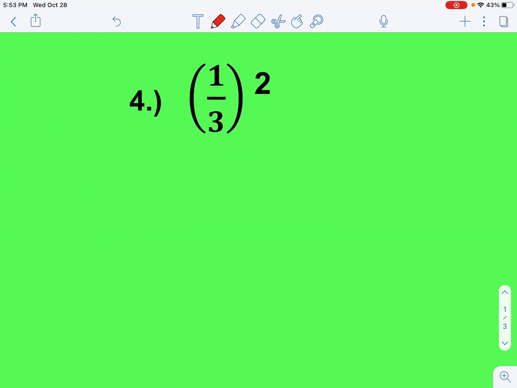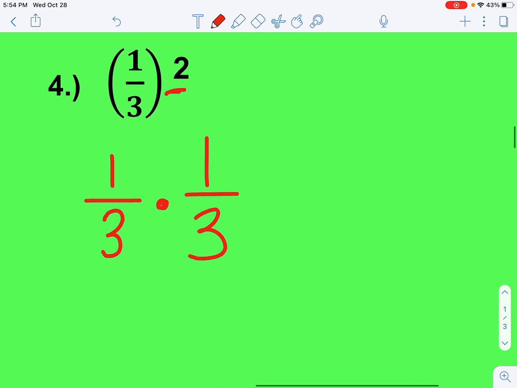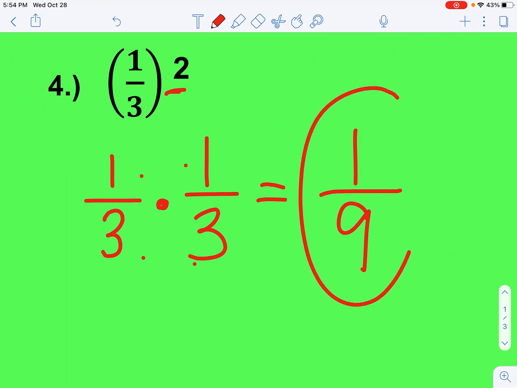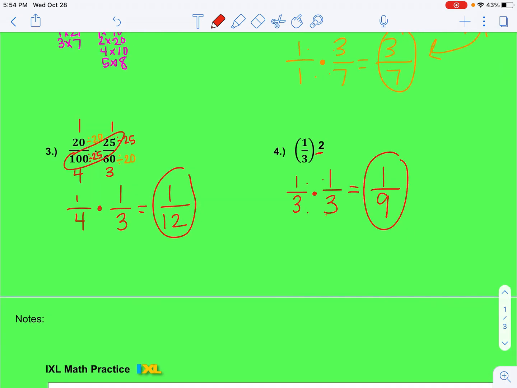Alright, we have one last problem. 1/3 squared. So what that is really saying, if you remember our exponents, is that I'm taking 1/3 times 1/3. When we multiply straight across, 1 times 1 is 1. 3 times 3 is 9. So our answer is 1/9.